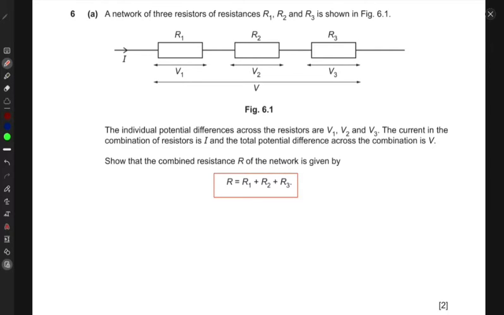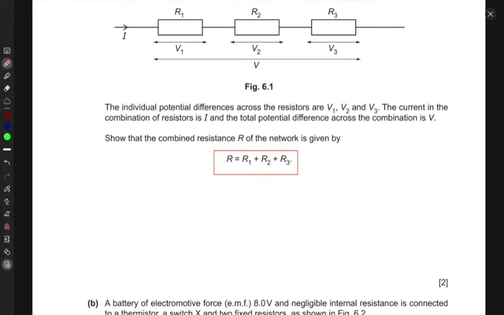So we have to prove that for a series circuit, resistances are added as a direct sum. We know for this series circuit, the sum of all these voltages should be equal to the total voltage to conserve energy, right? This is just coming from the conservation law of energy. So V is equal to V1 plus V2 plus V3. So that's how the energy is conserved.